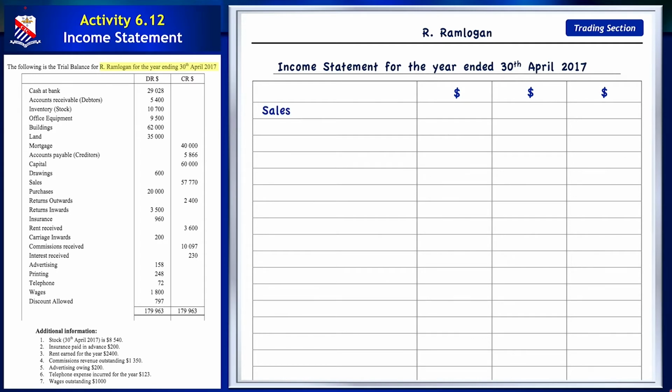Start with sales, going to your trial balance, look for sales. You have 57,770. You put it in the last column. That's it. You move on. What's the next part? Less sales returns or returns inwards. You look for it in your trial balance. You see return inwards 3,500. You put it into the last column, brackets to signify that you're going to less it. Then you're just going to do the calculations. That gives you your net sales, which would be 54,270. Finish the first part.